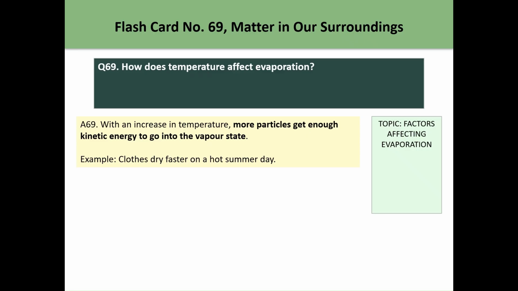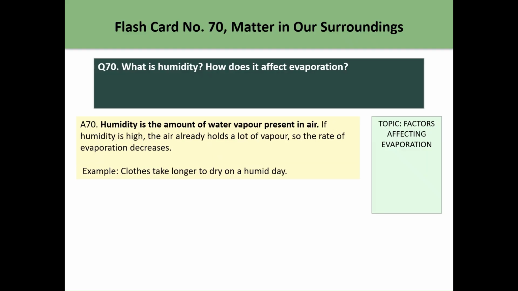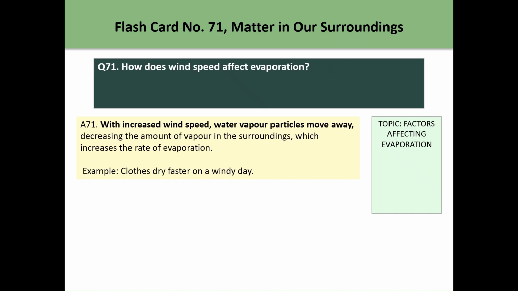Now let's understand the role of humidity. What is humidity? How does it affect evaporation? Humidity is the amount of water vapor present in air. If humidity is high, the air already holds a lot of vapor, so the rate of evaporation decreases. Example, clothes take longer to dry on a humid day. Remember, high humidity slows down evaporation. How does wind speed affect evaporation? With increased wind speed, water vapor particles move away, decreasing the amount of vapor in the surroundings, which increases the rate of evaporation.